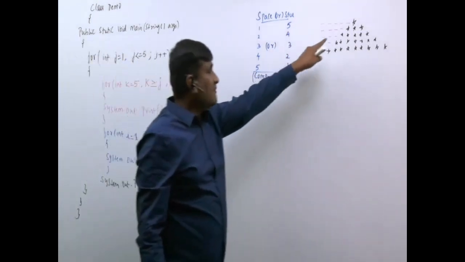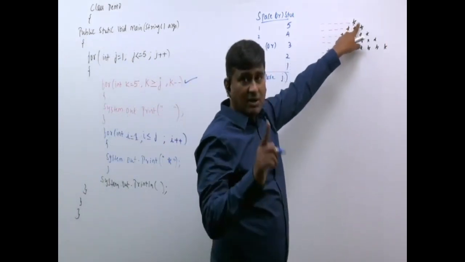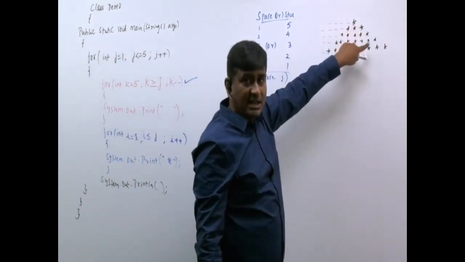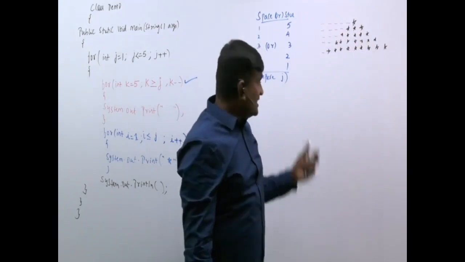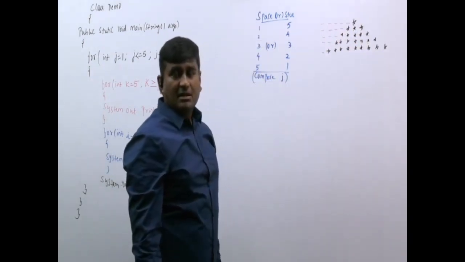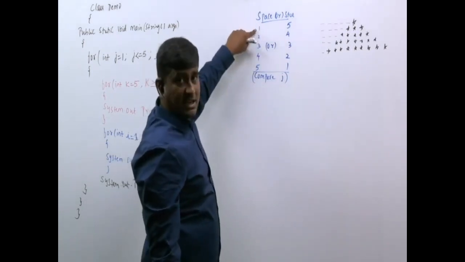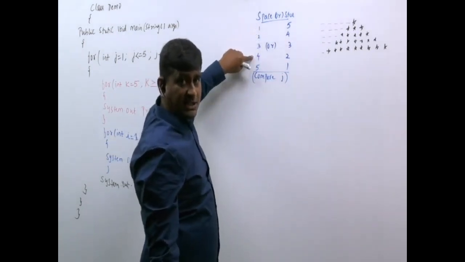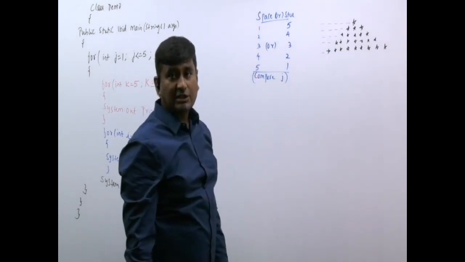But look here. In the first line, how many stars are there? 1. In the next line, how many? 3. In the next line, how many? 5. This logic will work only when it is changing in this fashion. So in the first line, if there is 1 star, in the second line 2 stars, next 3, next 4, then this logic will work.